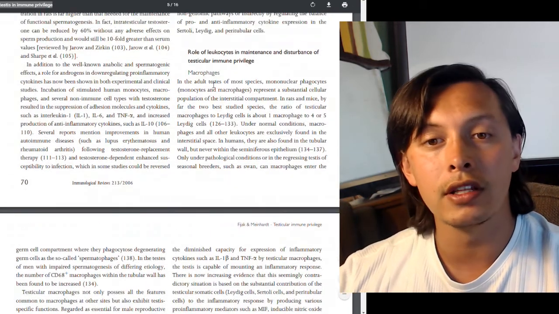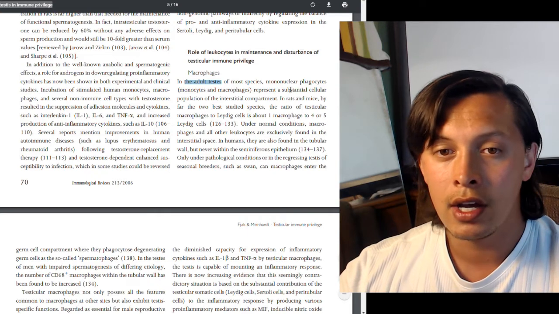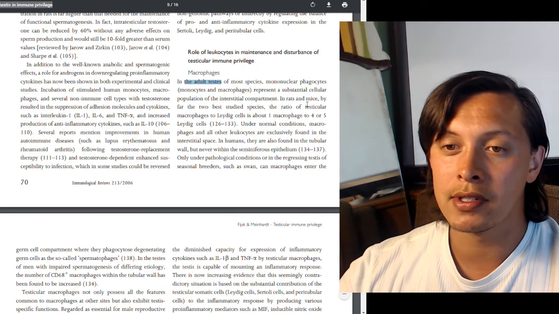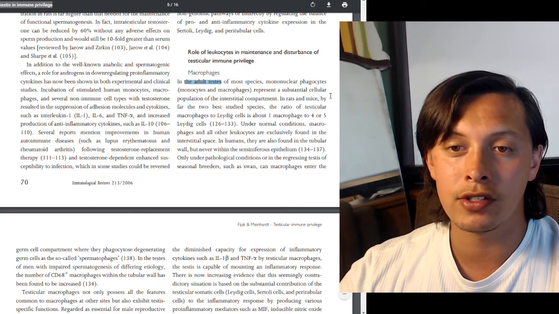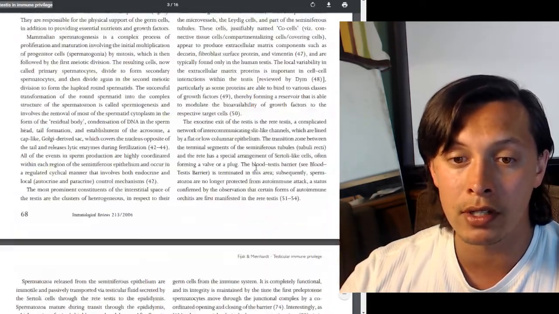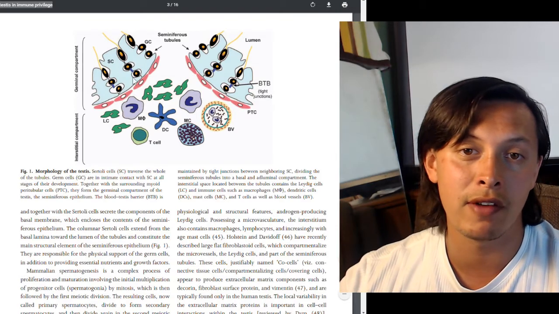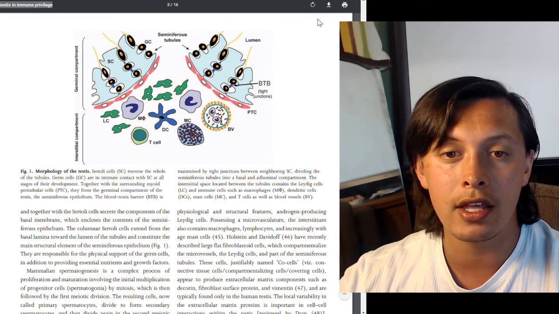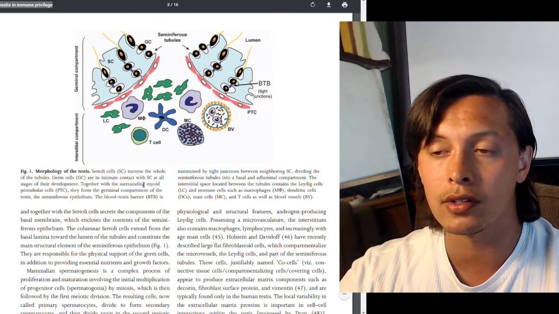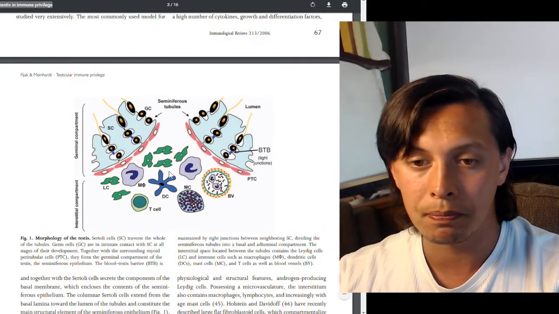So macrophages. In the adult testis of most species, mononuclear phagocytes, monocytes and macrophages, represent a substantial cellular population of the interstitial compartment. So remember, the interstitial compartment was this area of the testes. So here you have your seminiferous tubules over here, and then here you have your interstitial compartment that has a lot of the white blood cells. So this area is more exposed to the immune system, right?